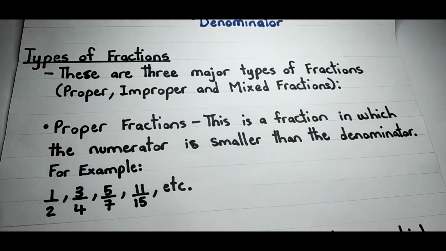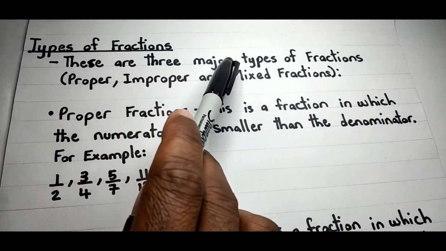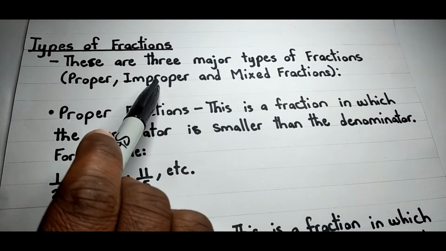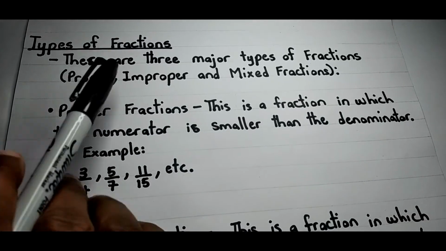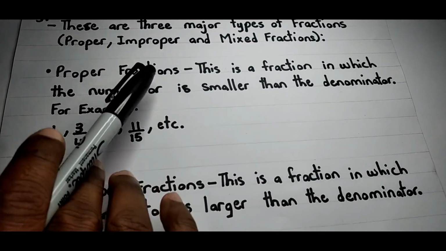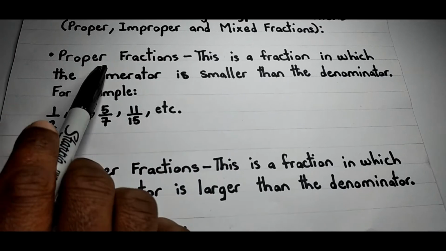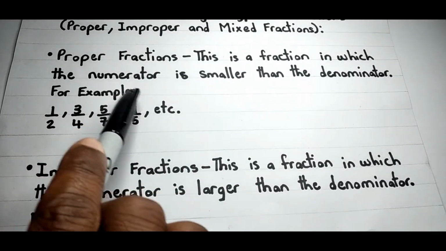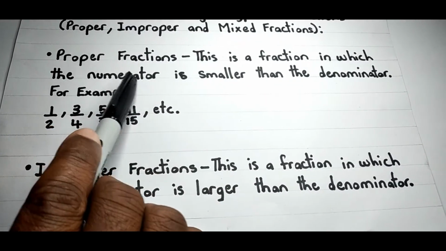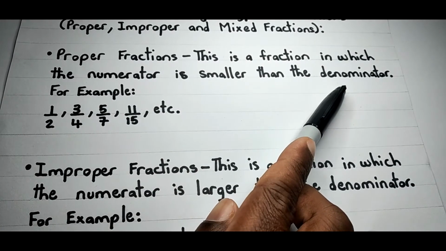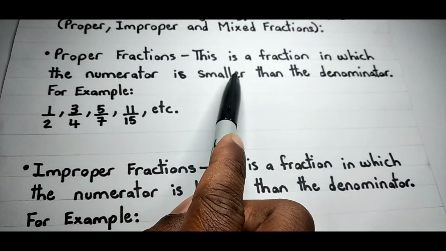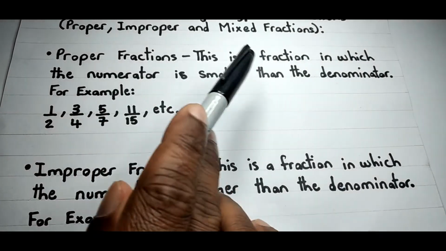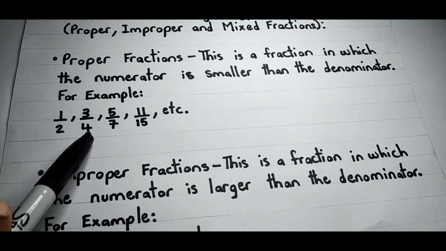So, types of fractions. Let's look at the different types. There are 3 major types of fractions, and those include proper, improper, and mixed fractions. We are going to be looking at them individually. Proper fractions. What makes a fraction a proper fraction? A fraction is proper once the numerator is smaller than the denominator. Once the numerator is smaller than the denominator, we refer to that type of fraction as a proper fraction.